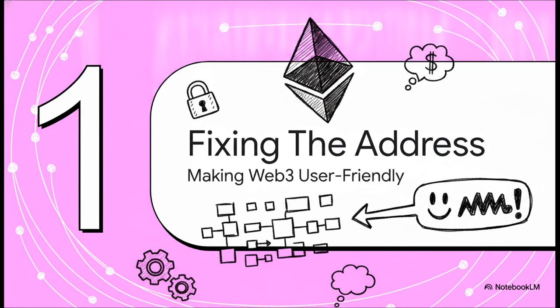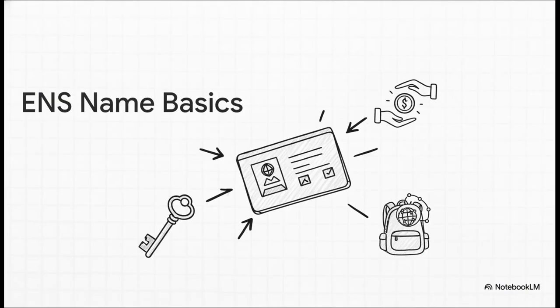All right, Section 1. Fixing the blockchain address and really making Web3 user-friendly. So this whole journey actually goes all the way back to the original 2017 vision of ENS. The goal was straightforward, but honestly, absolutely massive in scope. Make blockchain transactions user-friendly and just totally eliminate the chance of catastrophic human error when we're interacting with the decentralized web.